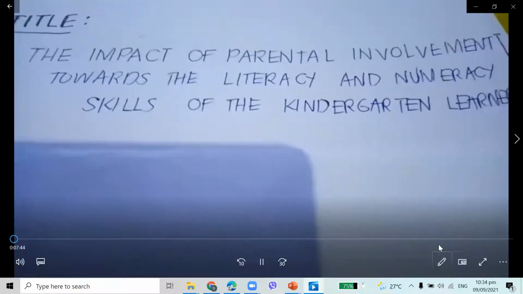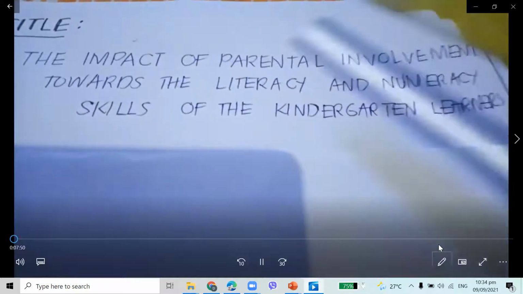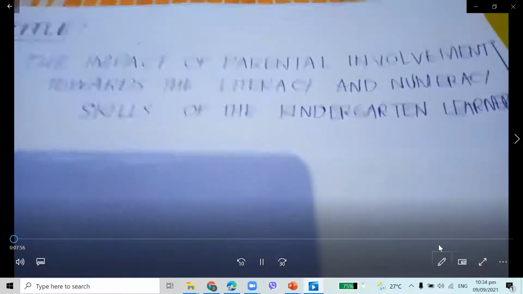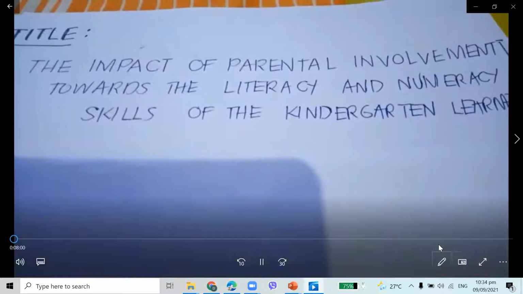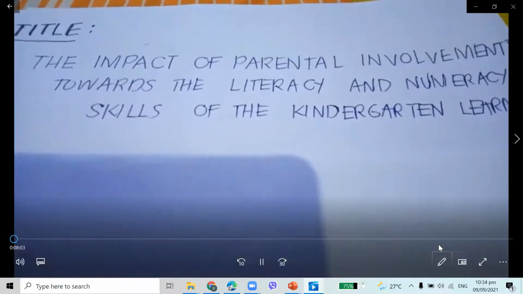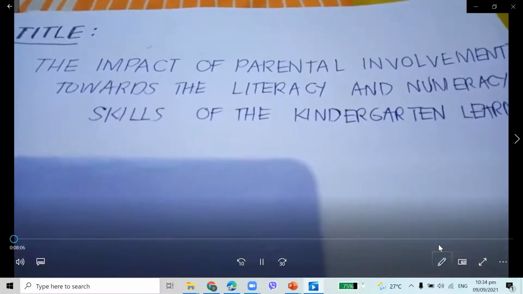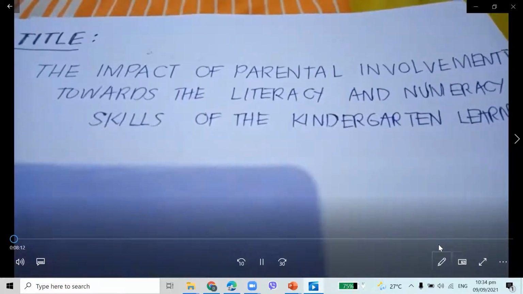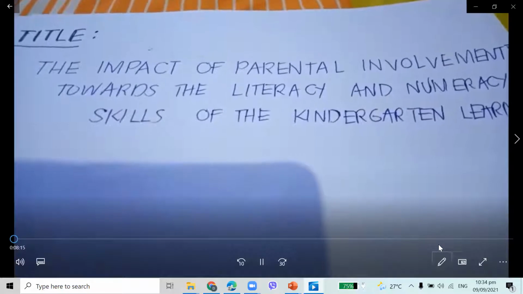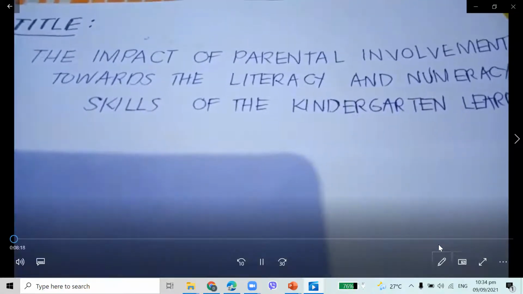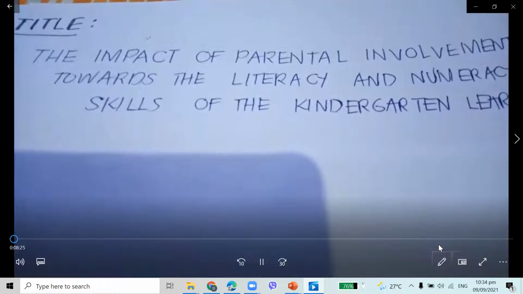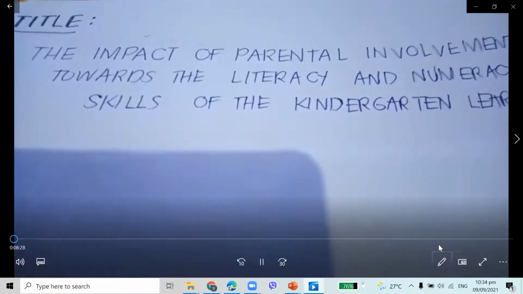As you can see, our sample research title says, the impact of parental involvement towards the literacy and numeracy skills of the kindergarten learners. I'll give you a minute to think which of these is our independent variable and which of these is our dependent variables. All right, so I'm sure that you already have in your mind what would be the possible independent variable and what would be our dependent variable.